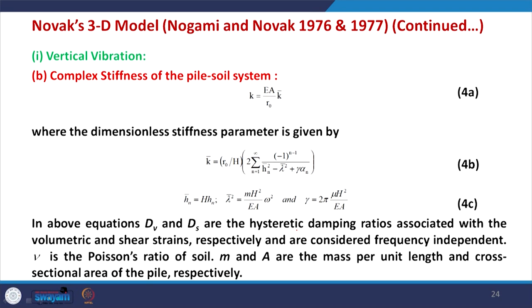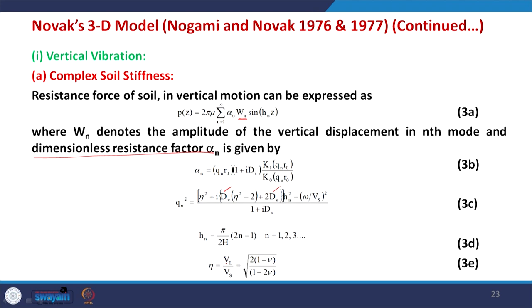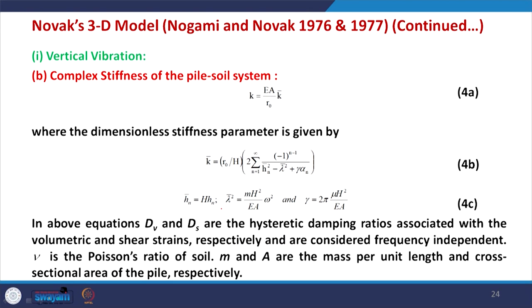However, you need to understand that everything in this equation is known, because hn has already been defined. If we select the value of n equal to 1, then it will simply be pi by 2 h, and capital H is known. Lambda bar you can obtain once the properties are known, where E is Young's modulus of the pile and nu is the Poisson's ratio. Then factor gamma can be obtained, and as a result ultimately you are able to get the value of k bar.